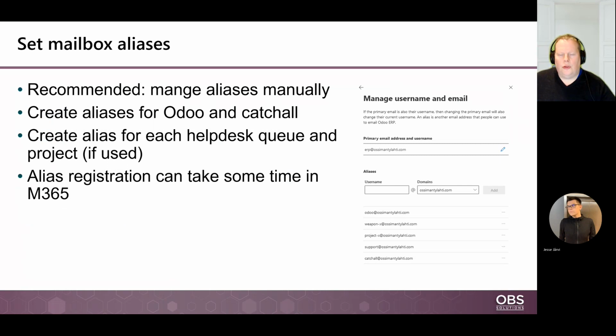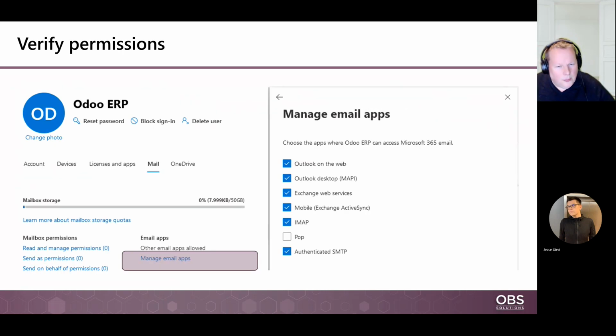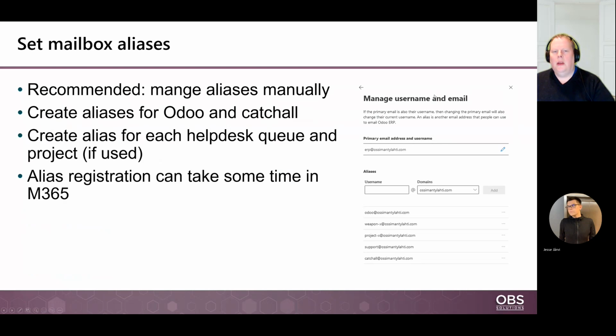At this stage, you can also set up the email aliases. They are set under the account panel. Yeah, the account panel here. There's a setting for setting up the aliases, and we recommend that you set the aliases for at least Odoo and catch-all. Then also create an alias for each helpdesk queue and project if you are using those. For example, in this case, we just have one email queue which is support, and then we have two projects, Project X and Weapon X. Our principal email address is erp@ossimantelahti.com.